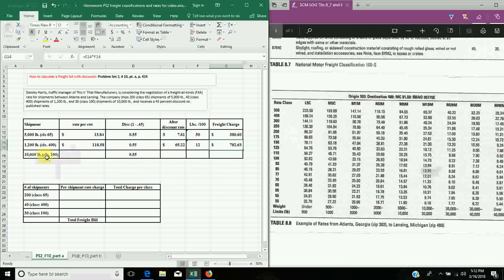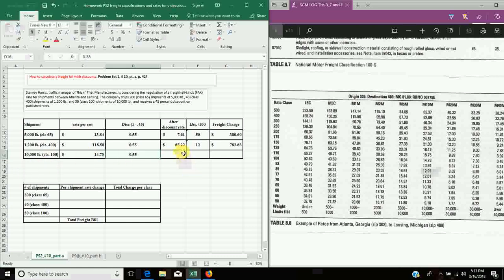Then our last shipment classification is 100. All right, so we go to 100, and we go all the way over here because it's a shipment of 10,000 pounds. So you have to go all the way over to here, and that rate is $14.73 per hundredweight. Put the $14.73 here.